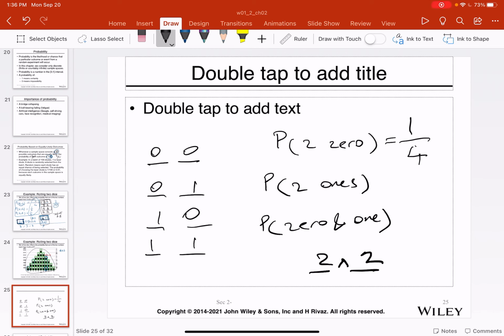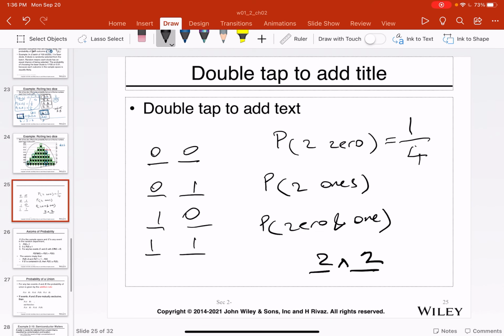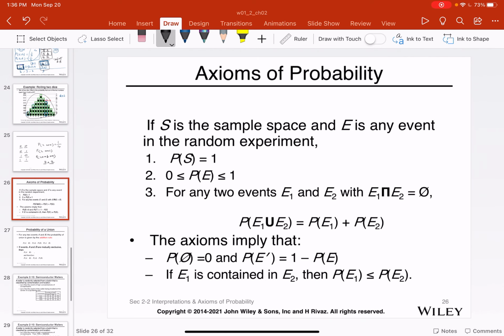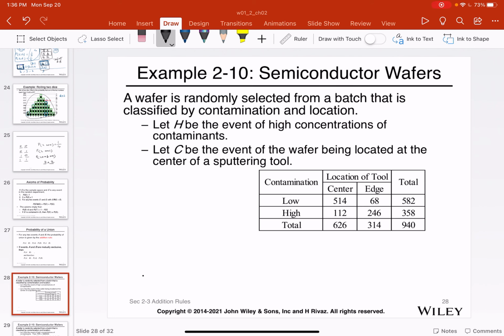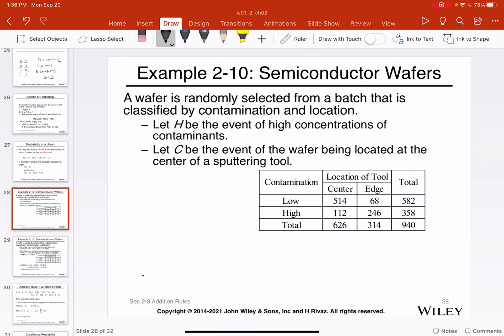Other questions? All right, so that's a very good discussion. All right, so let's move on. We talked about axioms of probability. We talked about probability of a union. So this was the example that we ended the last class with.